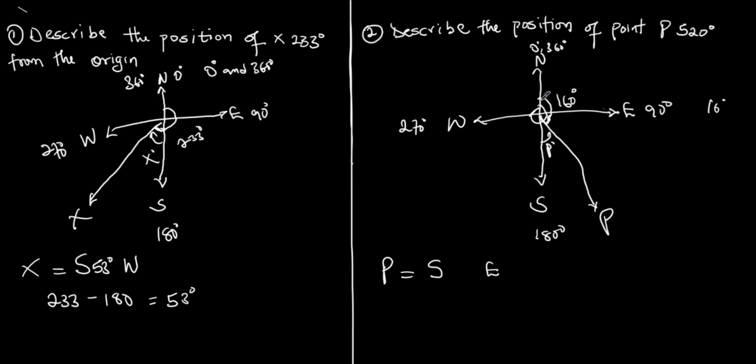Now, from the north going to the south is 180 degrees, right? And from the north to P is 160 degrees. So to find this small part, which is P, we subtract 160 degrees from 180 degrees. That gives us 20 degrees. So that means that our P is 20 degrees from the south towards the east.